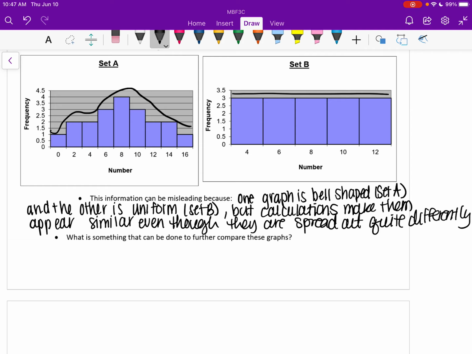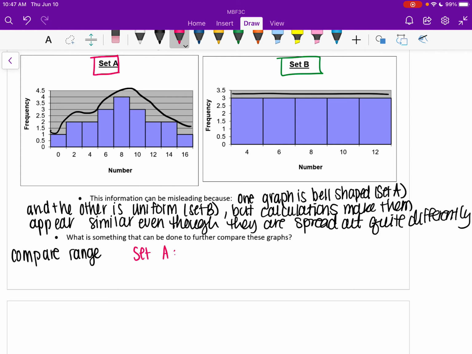So something that we can do to further compare these graphs is actually compare their range, right? So let's compare their range. When I'm going to measure the ranges, for set A, I'll do it in pink. Okay, so we'll make set A pink, and then we'll make set B blue.